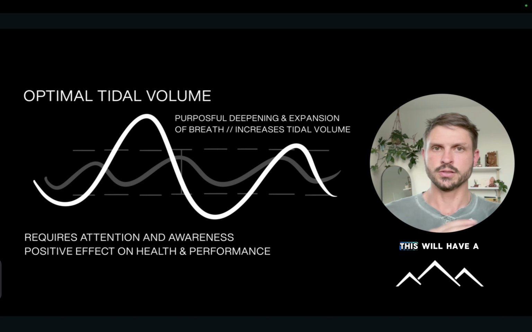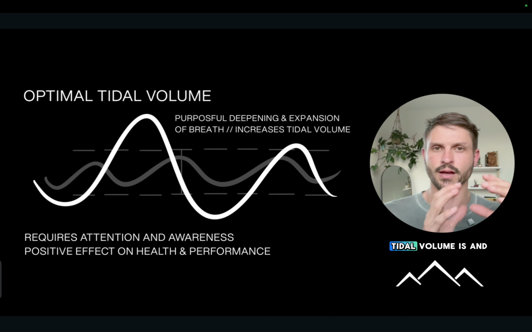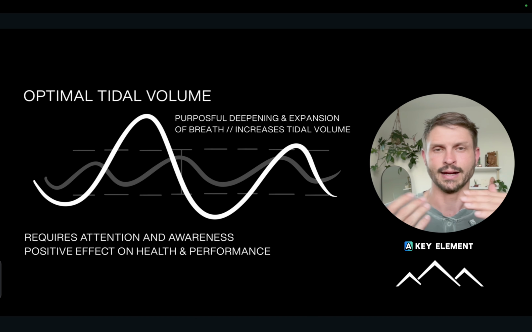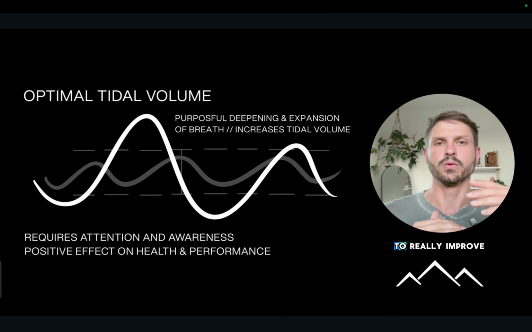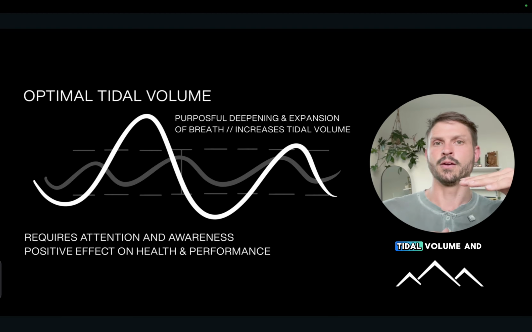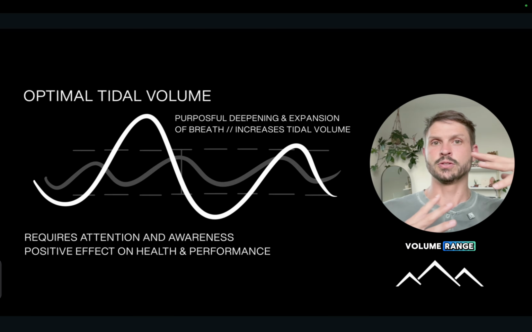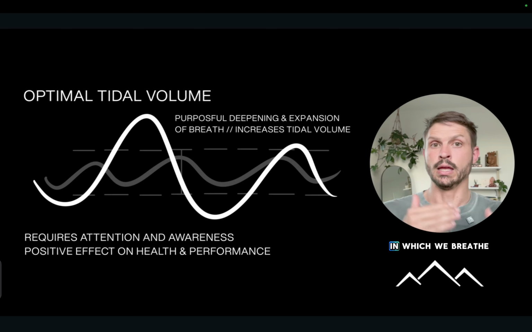This will have a positive impact on the rest of your spirogram. It'll have a positive effect on your health and well-being. So I think that tidal volume is a key element. But if we want to really improve and move the needle in our health and wellness through breathing, we want to optimize that tidal volume and create a little bit more depth, expansion of that tidal volume range, and improve the way in which we breathe.